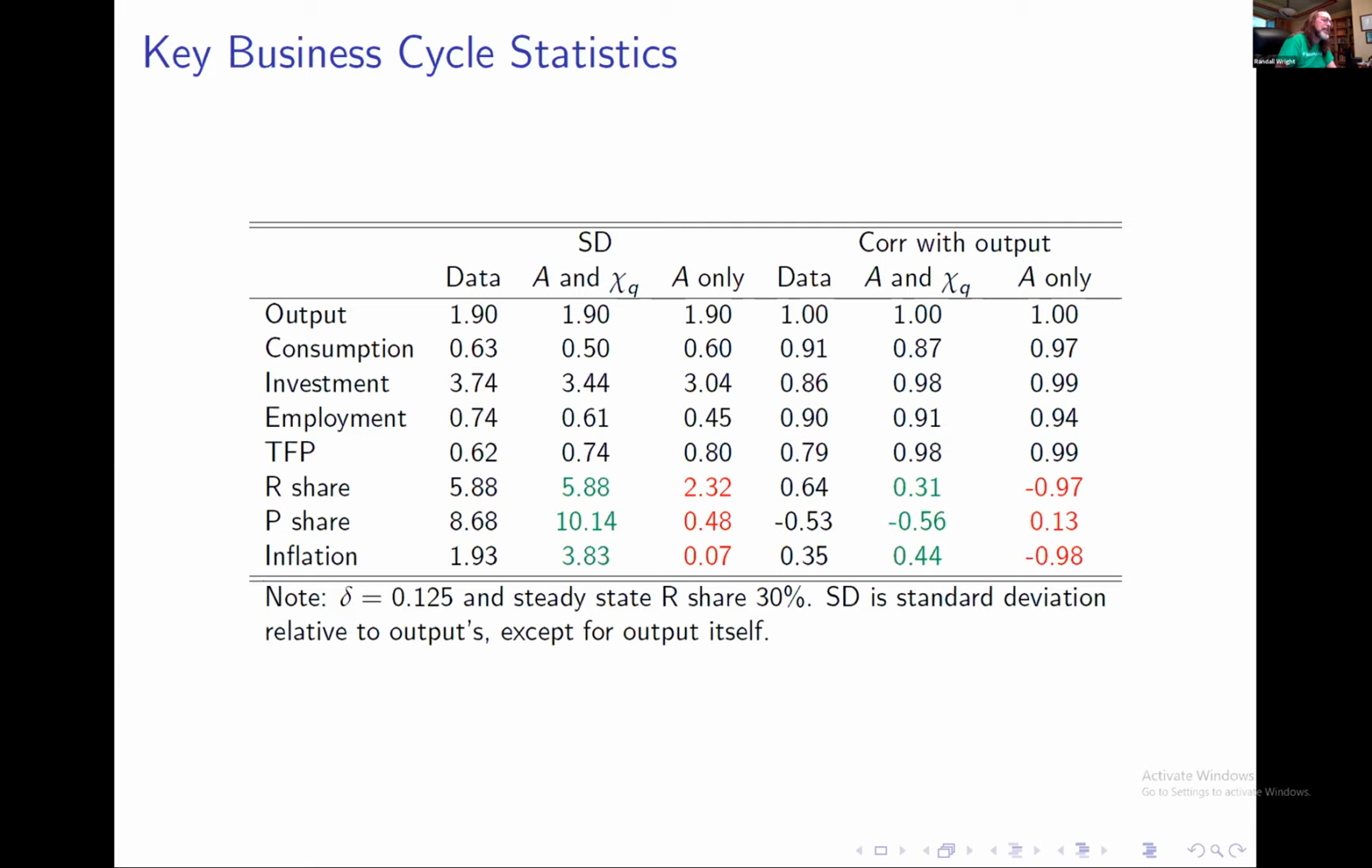Second, take this model with only productivity shocks. It's way off in terms of reallocation. The R share is not nearly volatile enough. The P share is not volatile at all, where it's very volatile in the data. The correlations with output take the wrong sign. It's just a mess, right? The standard RBC model generalized to include capital reallocation cannot match the reallocation facts at all.